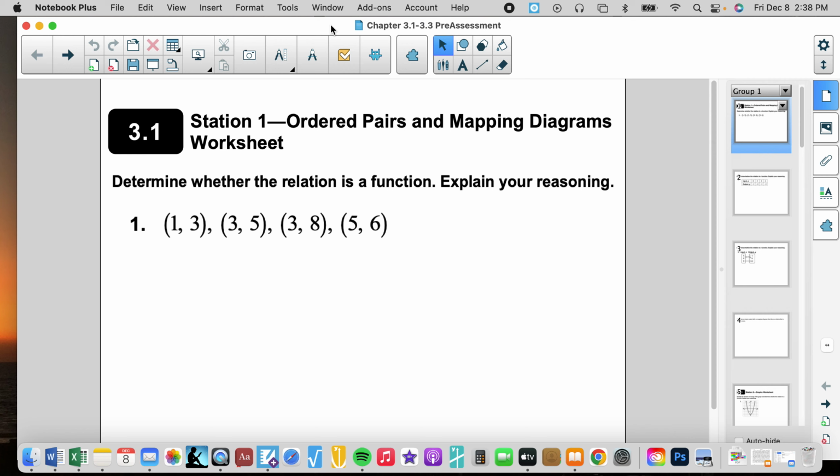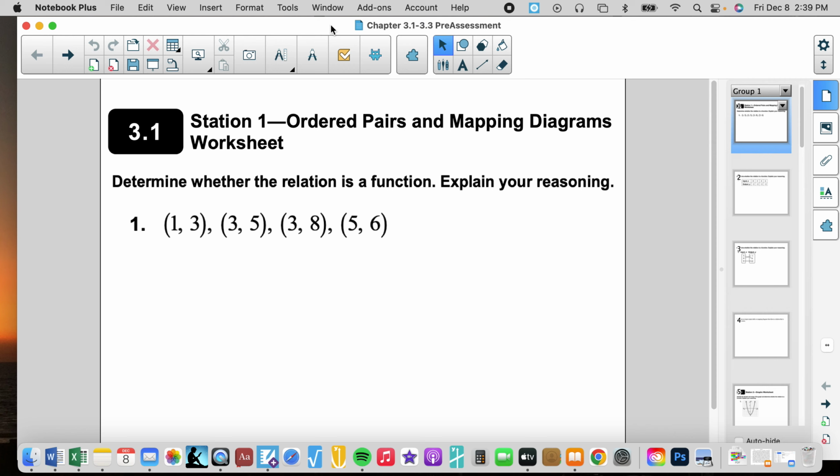So the first thing it says, determine whether the relation is a function. Explain your reasoning. So we know that the definition of a function is for every input or x value, it has one unique output. So when you input 3, and you get 6, the next time you input 3, you would expect to get 6.